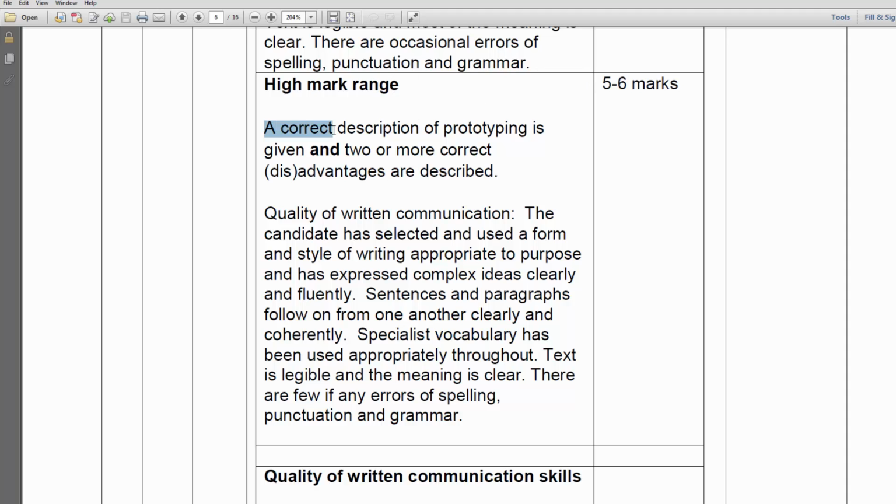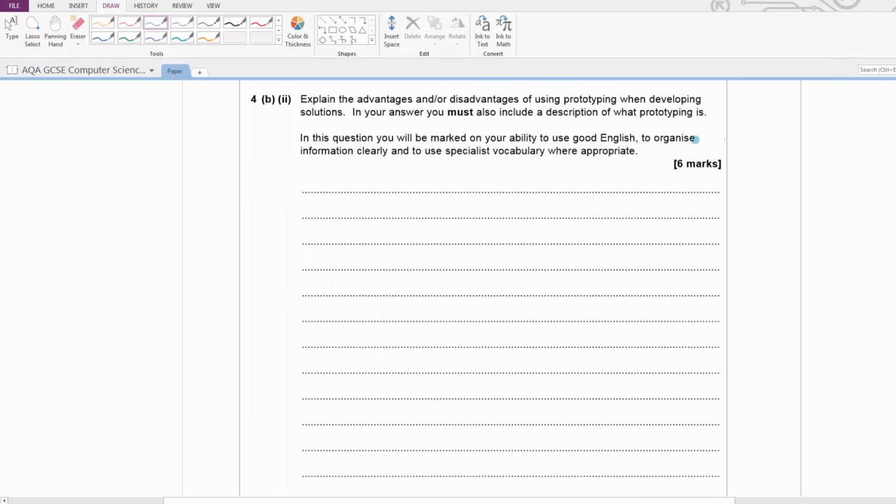So as it says, you must give this description. It's very clear, and interestingly, you only need to say 2 or more correct advantages, disadvantages. It's not like you need to do 6 points. It's not a mark a point type mark scheme. It's more holistic. So that's what we're going to aim for. We'll do a couple, obviously. Just do a little plan.